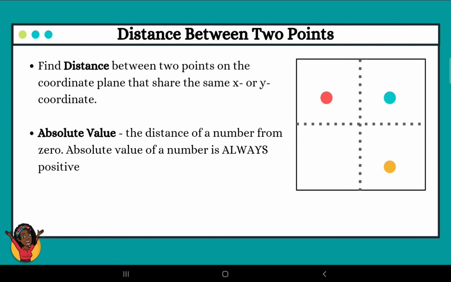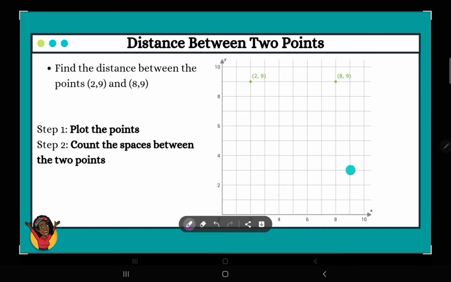We're going to use absolute value, which is the distance of a number from 0. An absolute value of a number is always positive. So whenever we're calculating distance between two points sharing the same x or y value, there are two strategies that we can use. The first strategy we're going to explore is if we have a coordinate grid, we can plot those points and then count the number of spaces in between them.